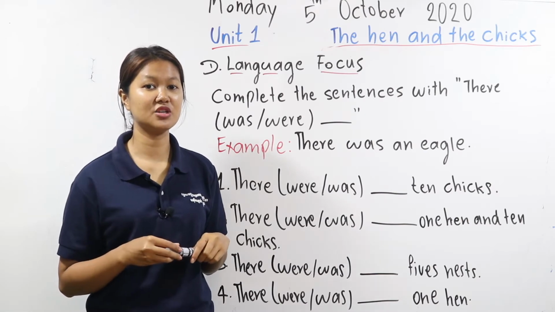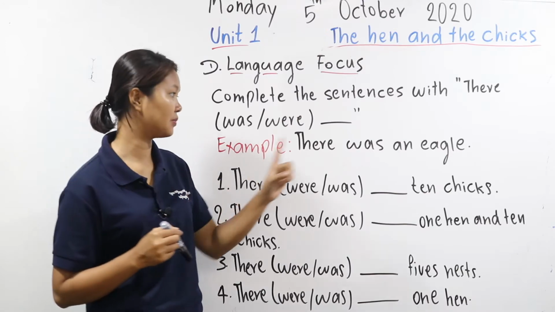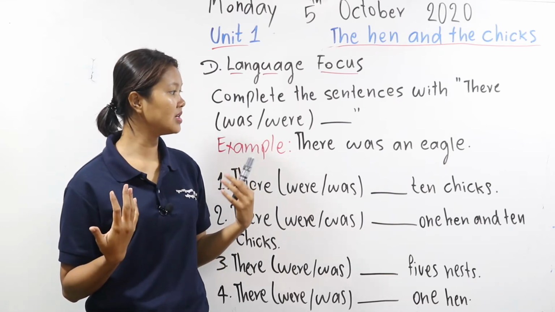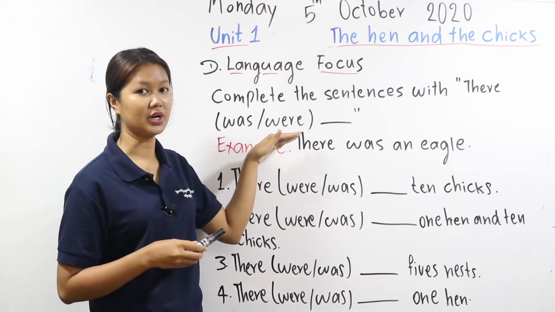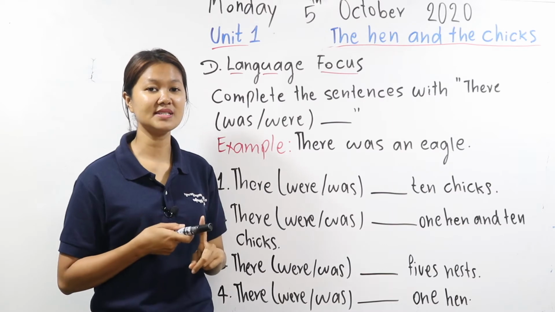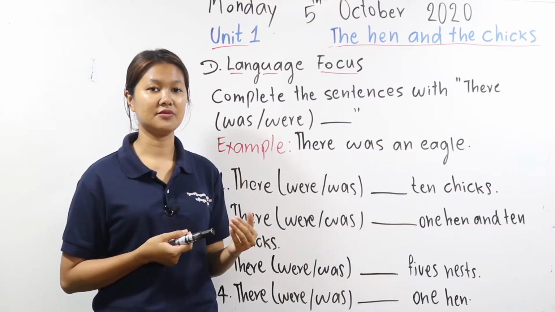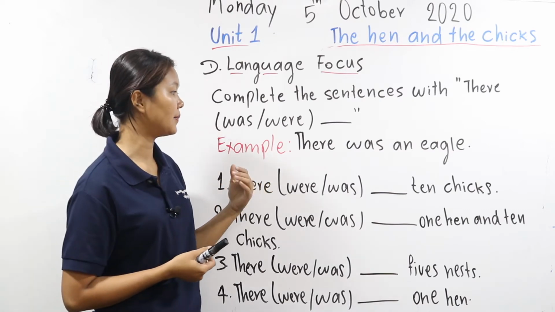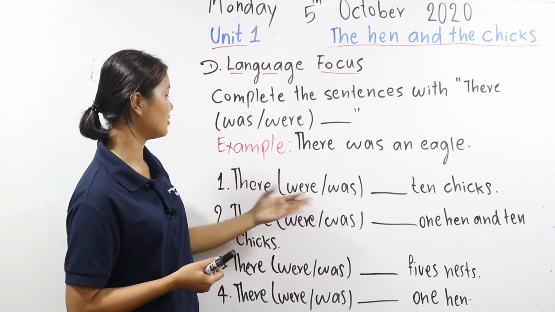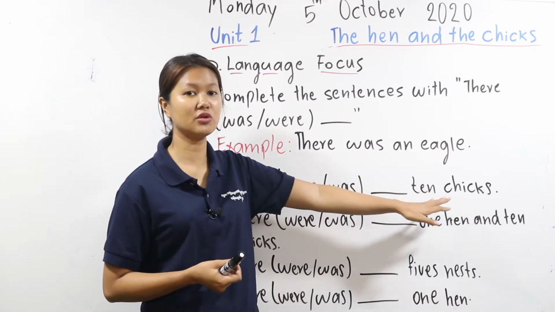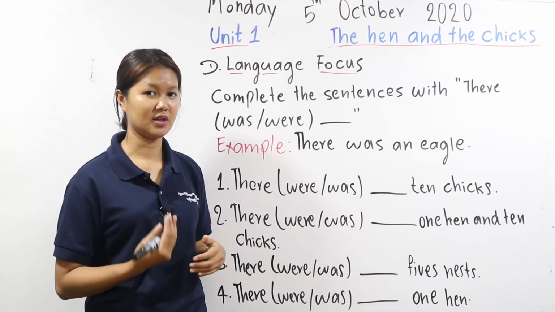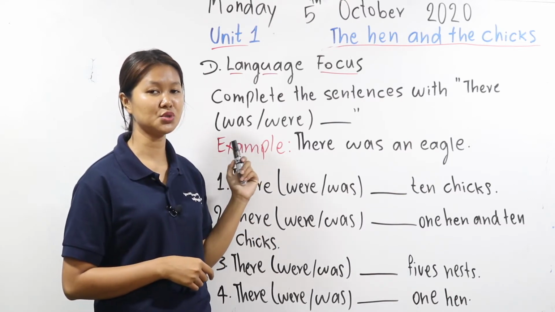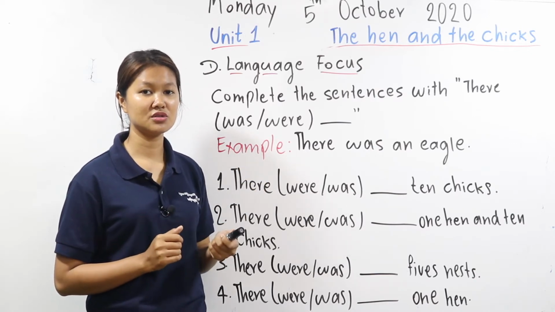Here, I just want to tell you that if you use was, it means we use was with a singular verb, just one. For example, here an eagle, one. So we use was. But if more, for example, two eagles, 3 eagles, we use were. Okay? If one, you just use was. But if more than one, if it is plural, you use were. Okay? So it's just easy. So if you want to know whether to use was or were, you have to look at the verb. If the verb is plural, we will use were. If the verb is singular, you use was.